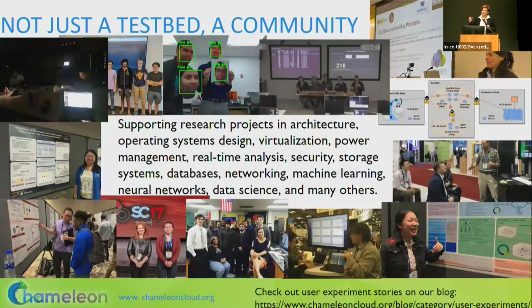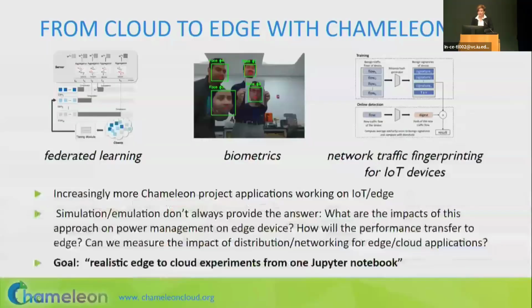So every month we profile one of our user experiments. It's very inspirational to others because if it turns out that somebody can run experiments with self-driving cars, so can you, right? So you read about how they did it, and then you do it yourself.